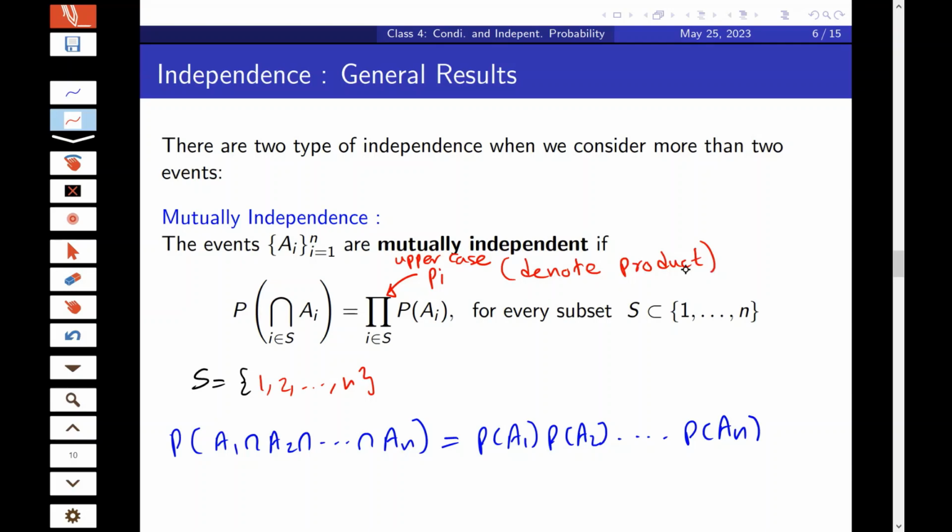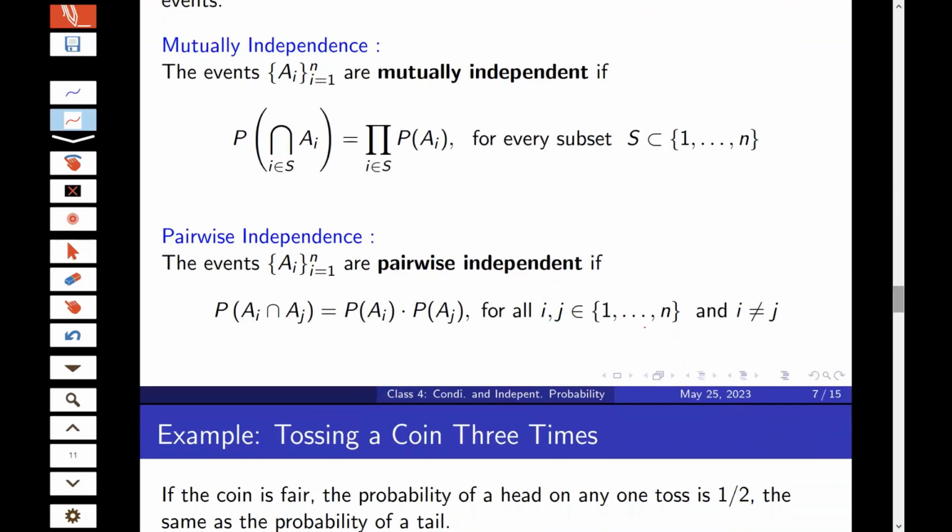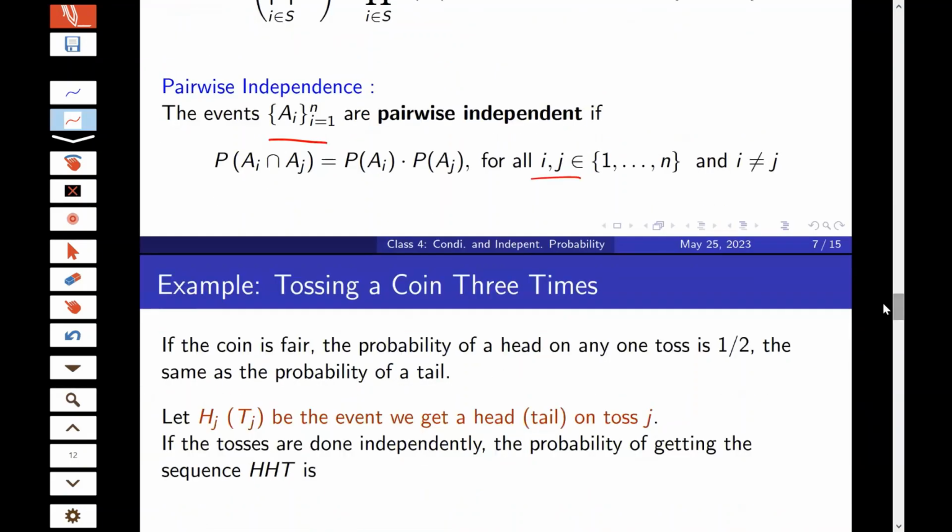And similarly, this is mutually independent. Mutually independent means the entire set is independent. But pairwise independent means it is independent only for pairs. If you have a set of events and you consider any two events Ai and Aj, then this is pairwise independent for all i, j in this set. So mutual independence and pairwise independence are two different things. It is not necessarily true that pairwise independent and mutually independent are the same. We will do one example to understand that.